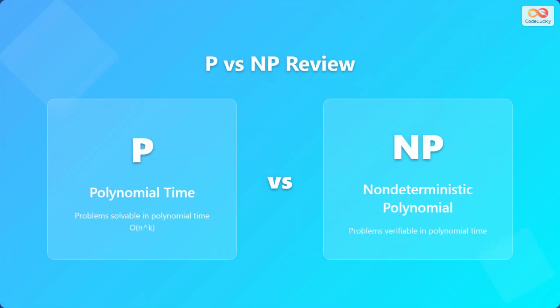Let us review the classes P and NP. P stands for polynomial time, which means these problems are solvable in polynomial time, that is, order of n to the power of k, where n is the input size and k is a constant. NP, on the other hand, stands for non-deterministic polynomial time. These are problems where a solution can be verified in polynomial time.